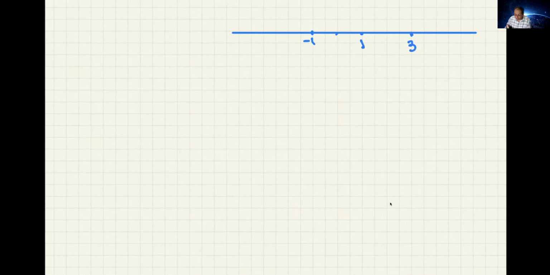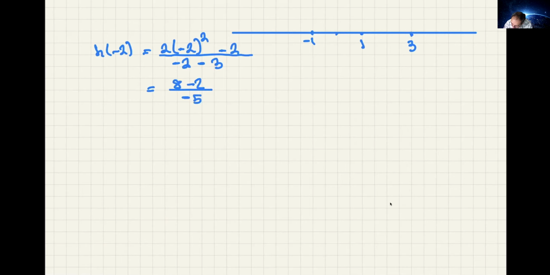Okay. Let's plug in anything before -1. Let's say h of -2. So h of -2 would be 2 times -2 squared minus 2 over -2 minus 3. So how much should I get here? 4 times 2 is 8, minus 2 is 6, over -5. So that would be 6 over -5, which is negative. So here I have negative.